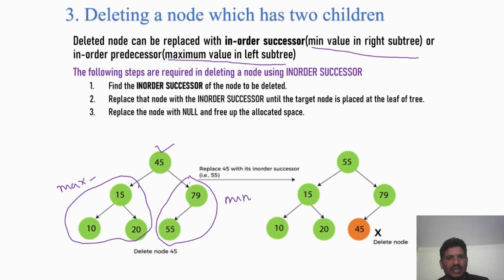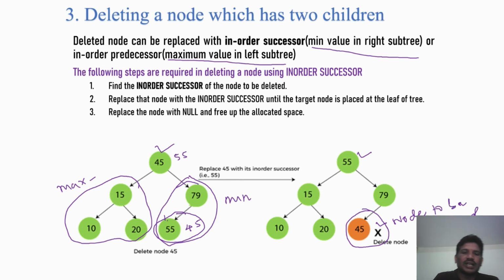Here, if you want to move, it is followed by the in-order successor. 45 is replaced with the in-order successor, because you find the minimum value in the right subtree. What is the minimum value in the right subtree? It is 55. Then 55 comes here, and 45 comes here. Then this node is to be deleted. The 45 comes here, then 55 comes in the root node, then 45 comes here. Again, this node is to be deleted.